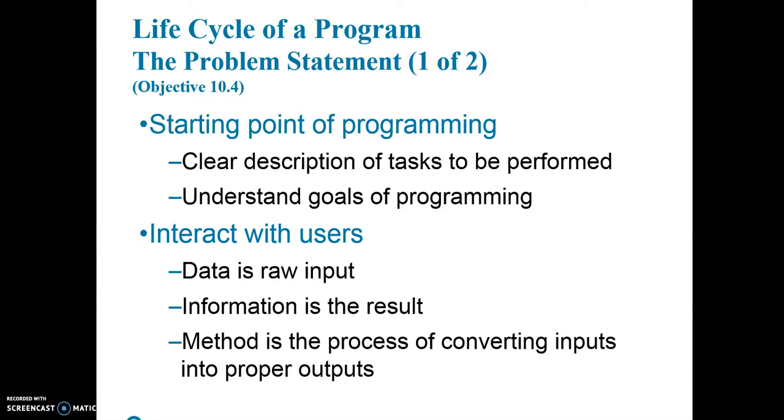Data is just known as the raw input. Information is the result, and then the method is the process of converting inputs into the expected outputs. So when you come up with your software idea, you have to realize what you want to come out of it. What output are you expecting? So that's part of your problem statement.